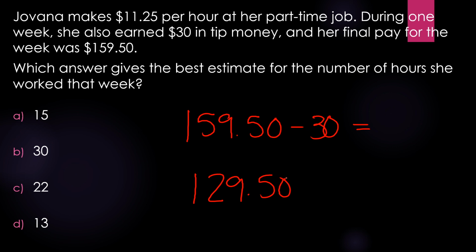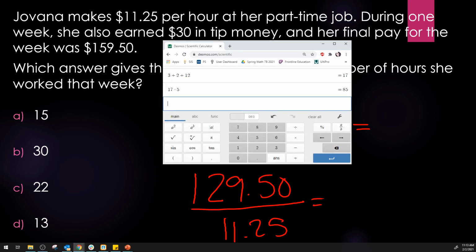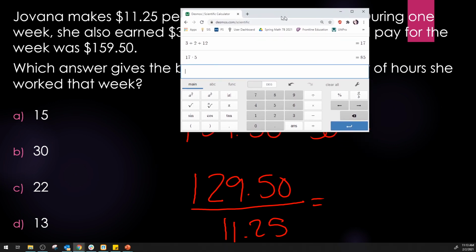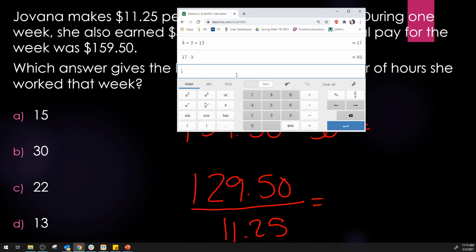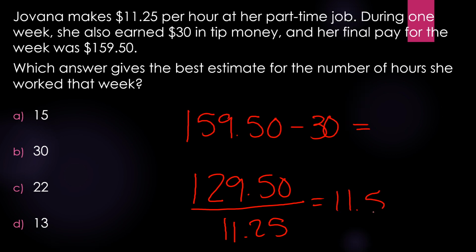And I know that she earns $11.25 per hour. So to figure out how many hours she worked, I need to divide this number by 11.25. So I'm dividing all the money she got just for working, and I'm dividing it by how much she gets per hour. That's going to tell me how many hours she worked. So if I do this, I get 11.5. So looking at these answer choices, 13 is going to be closest to 11.5.